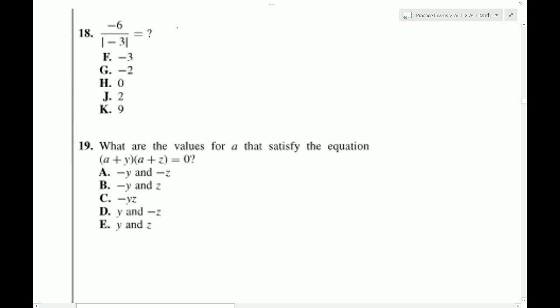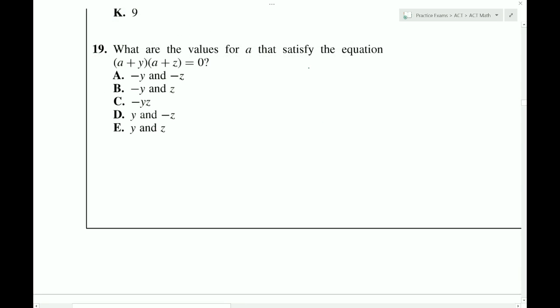All right, so negative 6 over the absolute value of negative 3, which is 3. And then this becomes, one way I like to do these is turn the 6 into 3 times 2, right? 6 is 3 times 2. And then this 3, so the 3's cancel. You get negative 2.